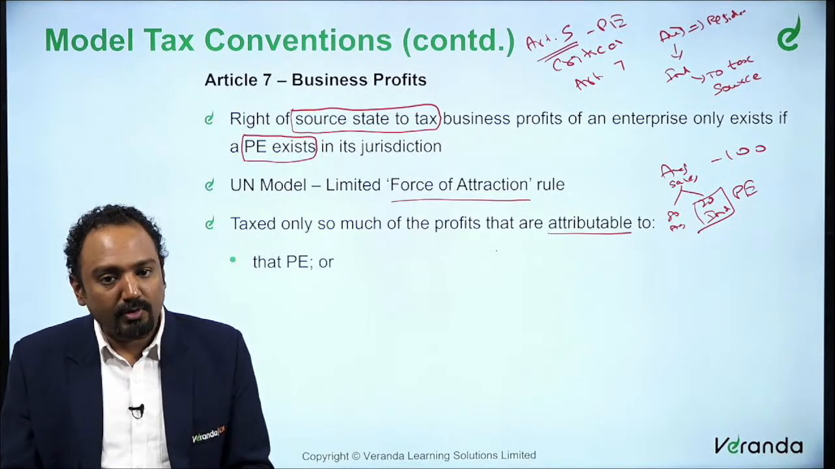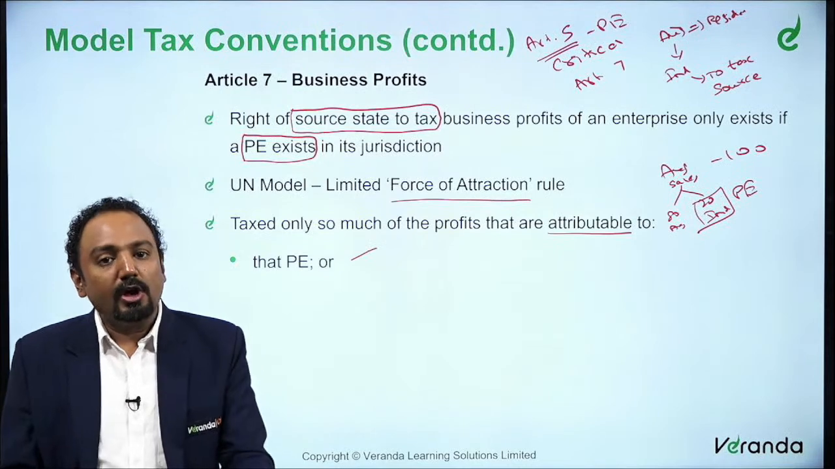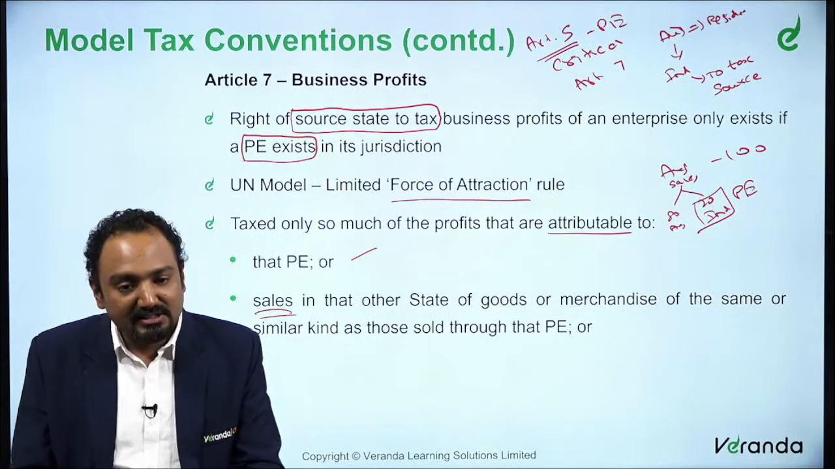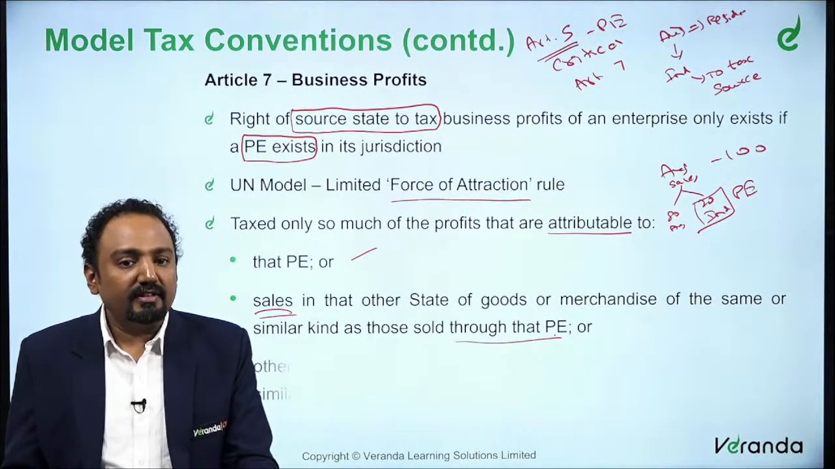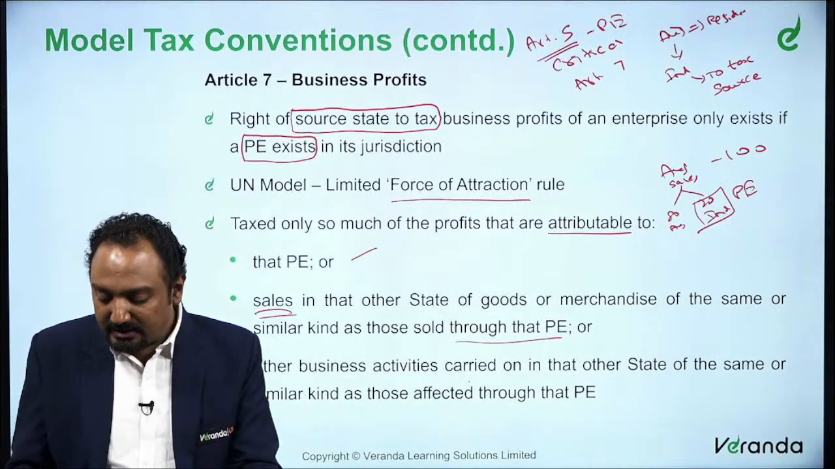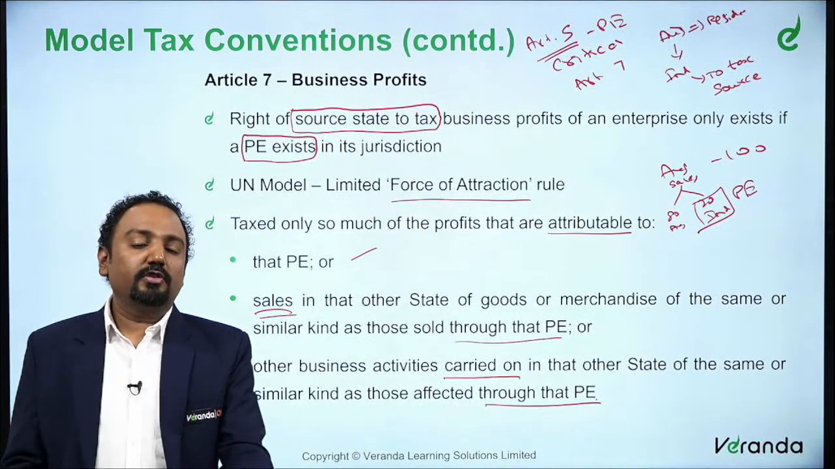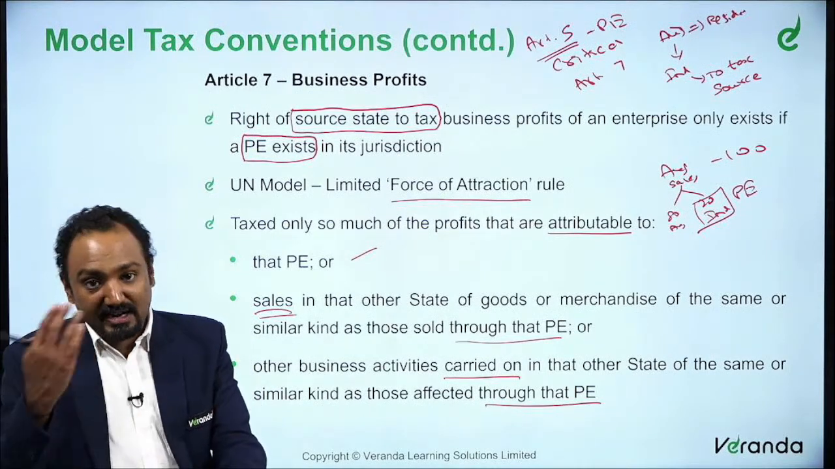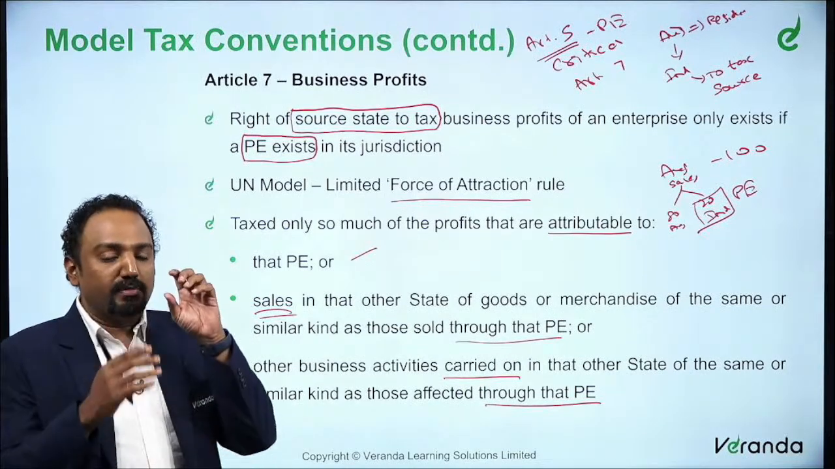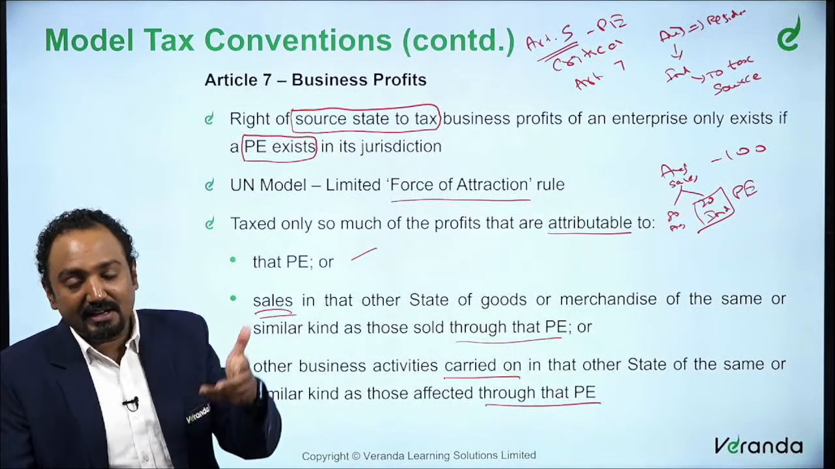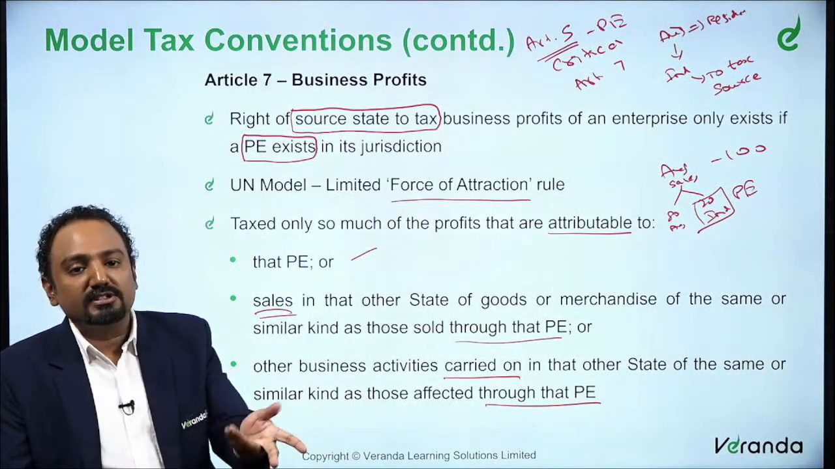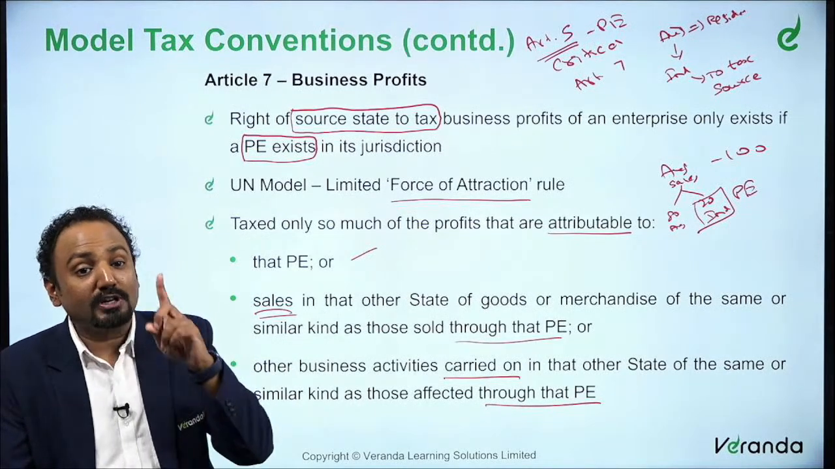So only so much of the profits that are attributable to that PE are taxed. There are two more situations also. When you are selling goods, when the sales are through the PE and the sales are in that state, that is, you are selling in India through that PE. Similarly, any other business activity carried on through that PE. So if it's sales, it is through that PE. If it is any other business activity, it is through that PE. Only in these two scenarios could the business profits be taxed in the source country.